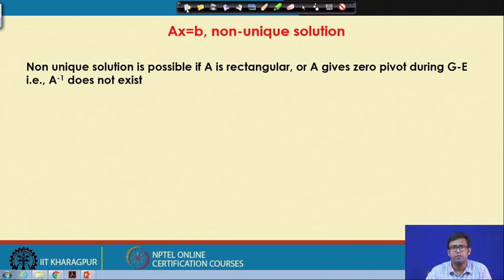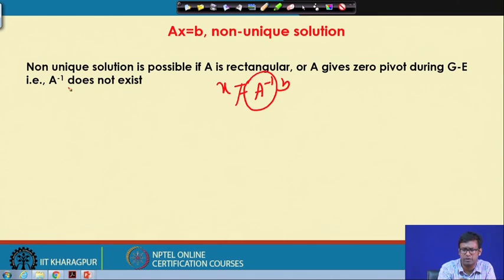So, in both cases A inverse cannot be found, so I cannot uniquely find x is equal to A inverse b, because A inverse cannot be found out here in this particular case where Ax is equal to b has a non-unique solution. A inverse cannot be found because A is a singular matrix or a rectangular matrix.